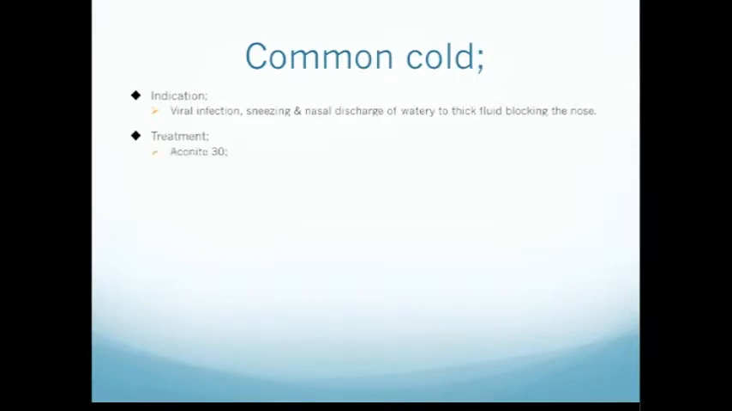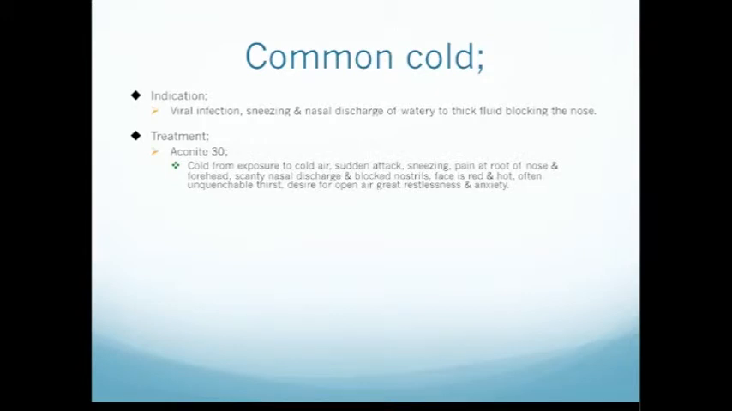For the common cold, a viral infection with sneezing and nasal discharge of watery to thick fluid blocking the nose, use Aconite 30, for a cold from exposure to cold air. It's a sudden attack, sneezing, pain at the root of the nose and forehead, scanty nasal discharge, and blocked nostrils. The face may be red and hot. Often there's an unquenchable thirst and a desire for open air. There may be great restlessness and anxiety.